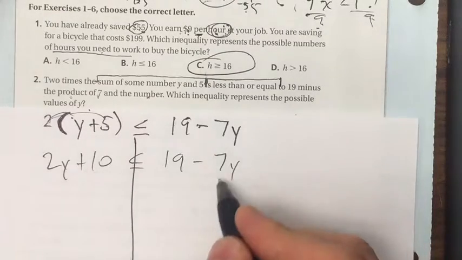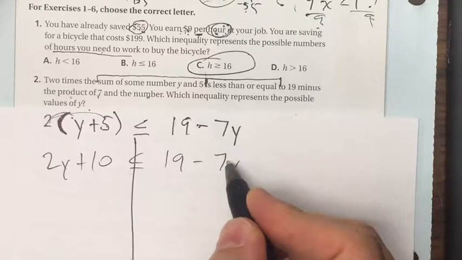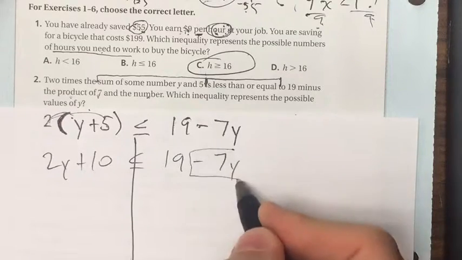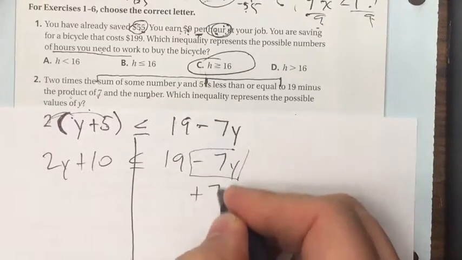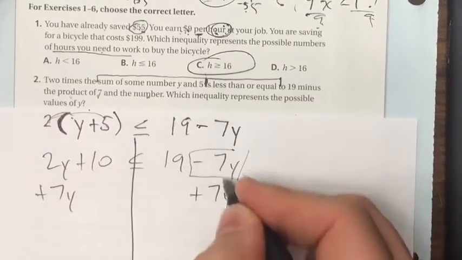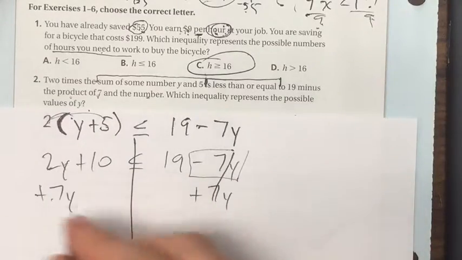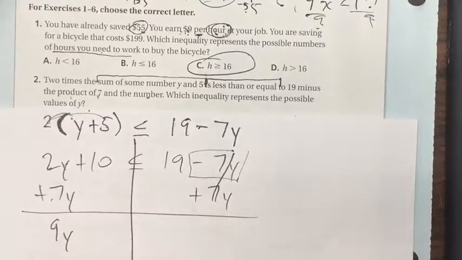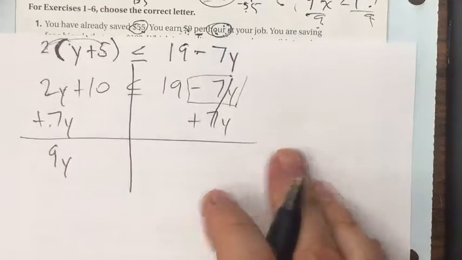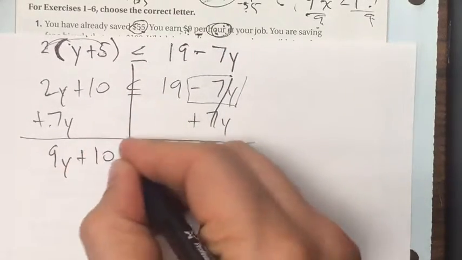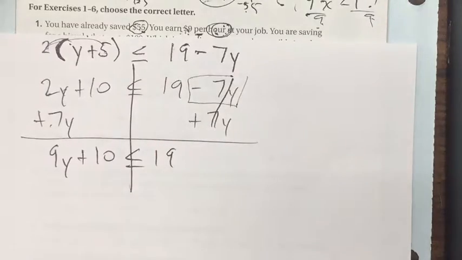I decide that I want to move my y term over to this side, okay? So I'm going to do plus 7y, plus 7y. That cancels. 2y and 7y gives me 9y. Plus 10, less than or equal to 19.